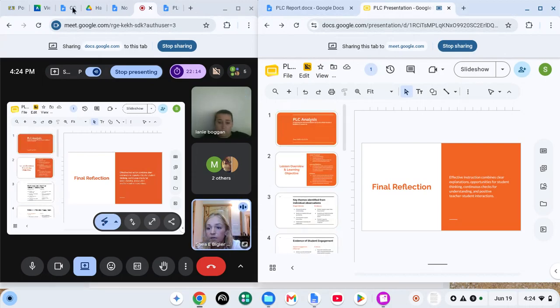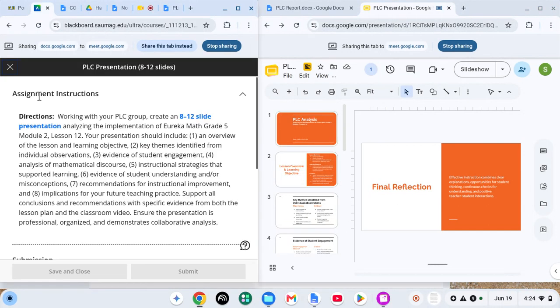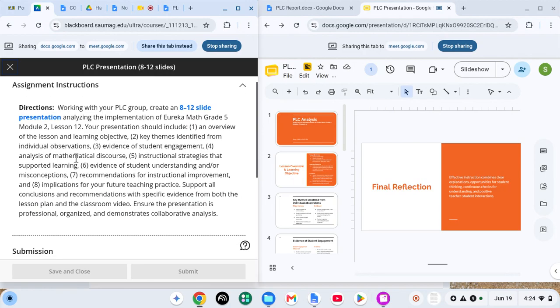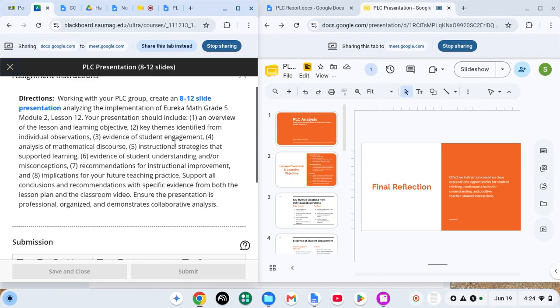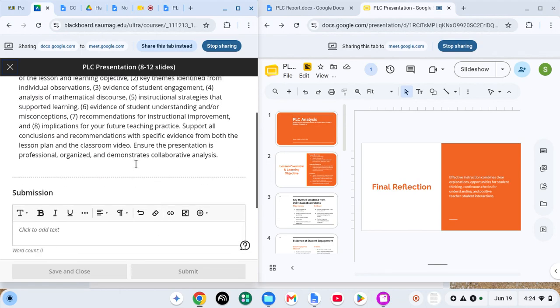So like I said, overall, I think that we hit everything that we needed to for the assignment. Let me go back. Include the overview, key themes, evidence, the mathematical discourse, instructional strategies, evidence of student understanding and misconceptions, the recommendations, and then your future teaching. Then we supported it with the conclusion.